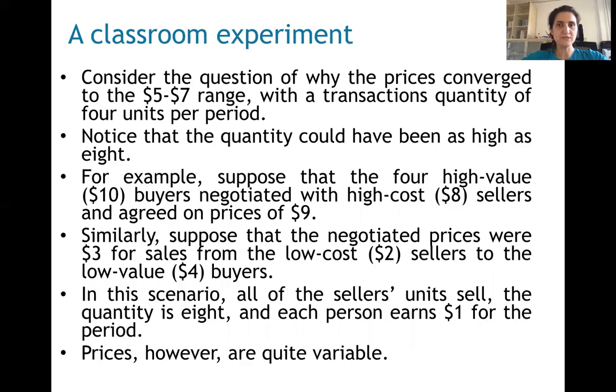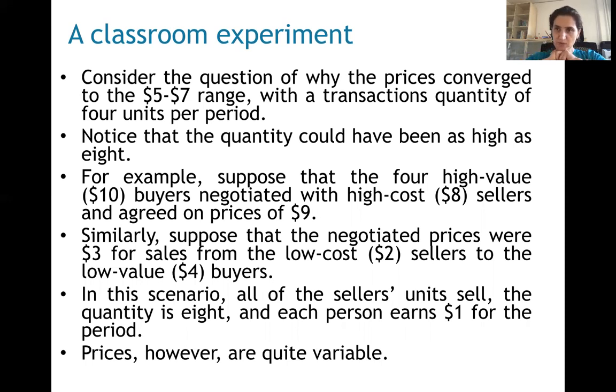So notice that quantity could have been as high as 8. For example, suppose that everybody can trade. How can it happen? Under these conditions, buyers are not going to buy above their valuation, sellers are not going to sell below their costs. High value buyers can trade with the high cost sellers. High cost sellers' costs are 8, high value buyers' valuations were 10. If they trade at a price between 8 and 10, these 4 high cost sellers and high value buyers can trade, and similarly low cost sellers and low value buyers can trade if the price is 3. Remember, the cost was 2 for the low cost sellers, and for low value buyers, value was 4.